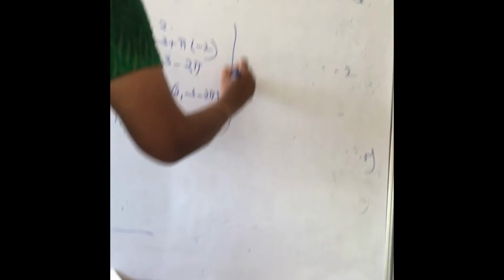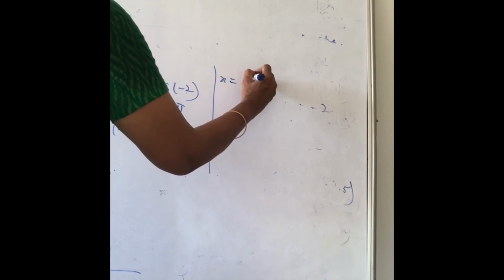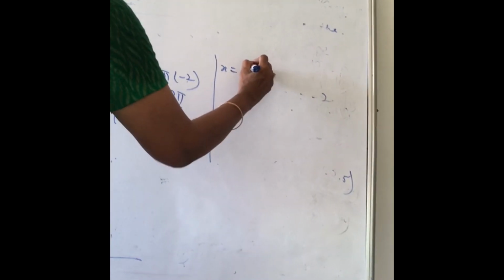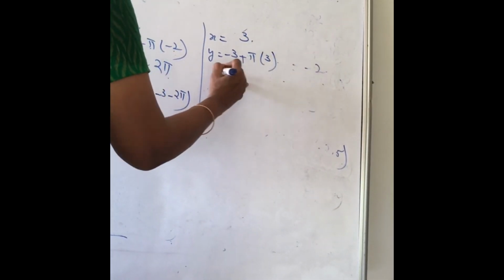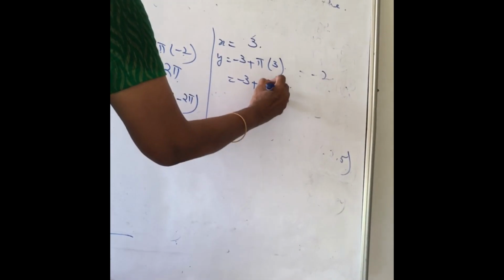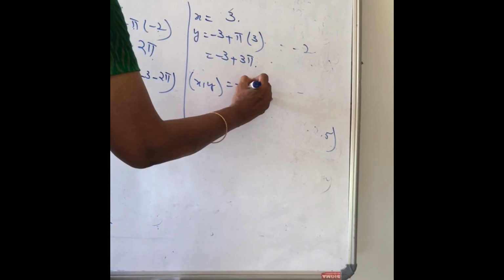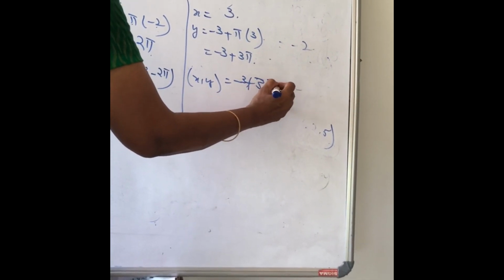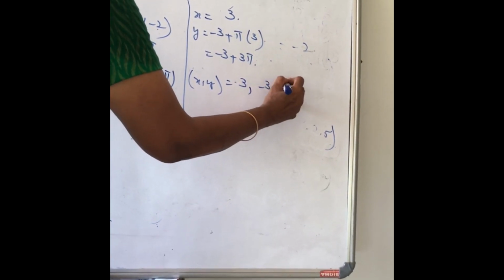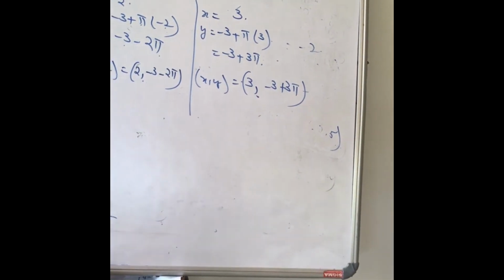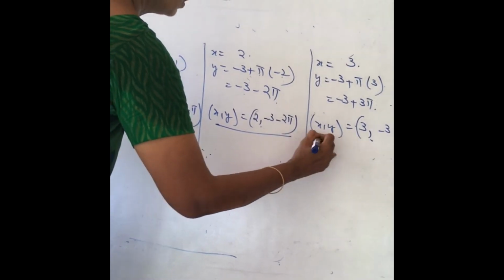And the fourth one, x is equal to, your wish, girls, you can give any values for x. X is equal to 3. Y is equal to pi into 3 minus 3 plus 3 pi. X comma y is 3 comma minus 3 plus 3 pi. These are the four solutions for x and y for the given linear equation.